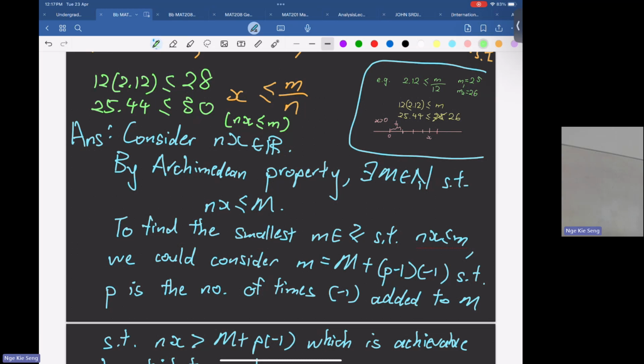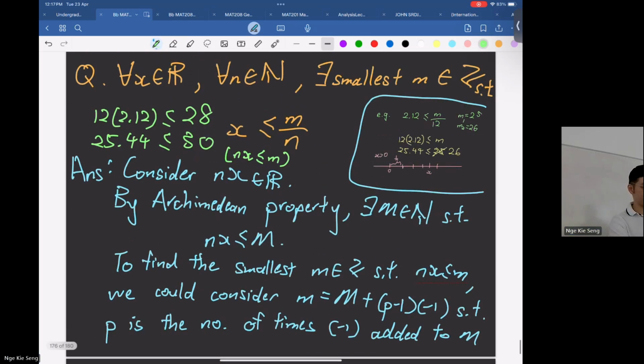Any question? This is what I call a constructive proof because I give you a way to find m. If you just use the completeness axiom, it will just say there exists one, but how to exactly find one is not given by the completeness axiom. Okay, any question about this?